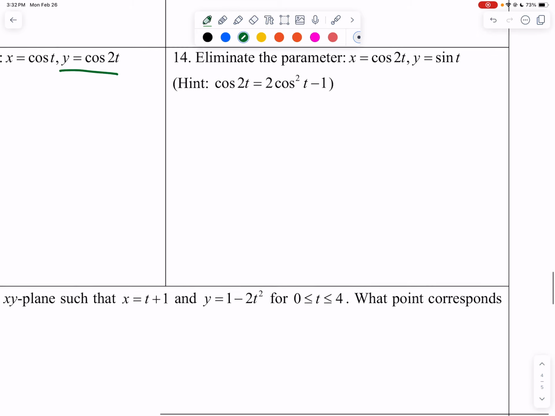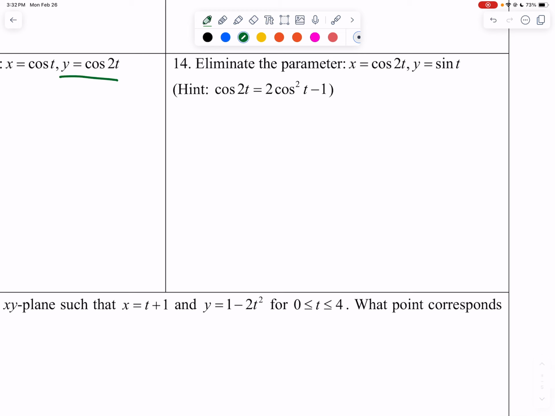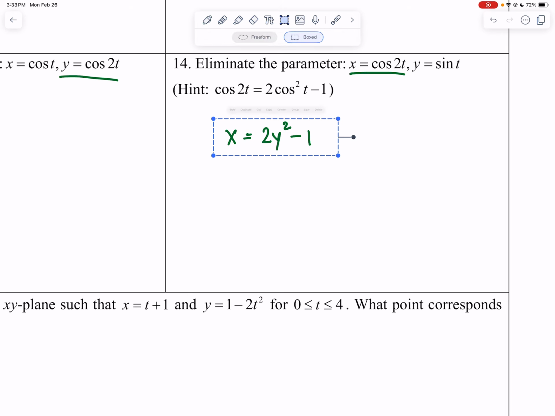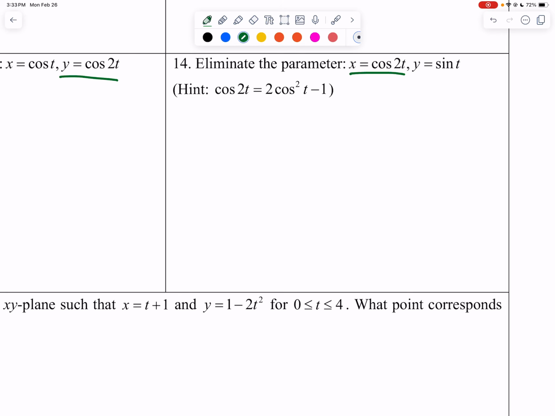Same thing with 14. I give you the little hint. x is equal to cosine 2t. Cosine squared of t is y. So I get x is equal to 2y squared minus 1. Just kidding. Oh, this is sine, not cosine. Oh, plot twist. Even though I made this question. That's funny.